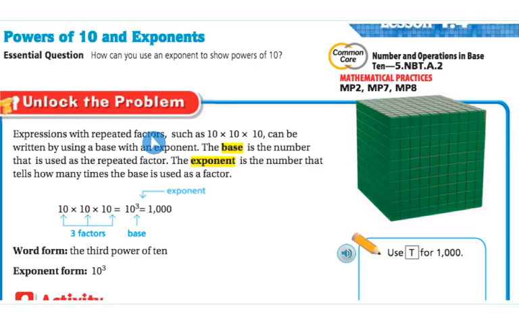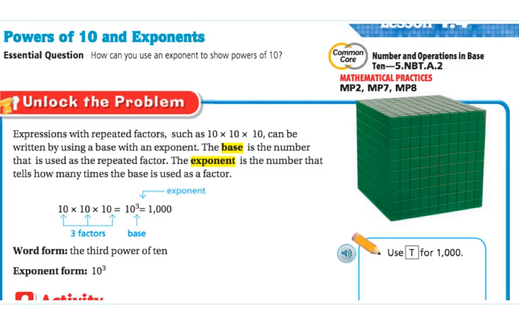Expressions with repeated factors, such as 10 times 10 times 10, can be written by using a base with an exponent. The base is the number that is used as the repeated factor, and the exponent is the number that tells how many times the base is used as a factor. So what we see is we have the factor 10 repeated 3 times. What we can do is we can write the base of 10, which was the number that we repeated 3 times, and the amount of times, which is the exponent, was 3, and then we could solve that, and the answer would be 1,000.